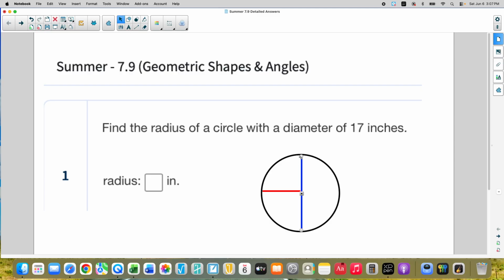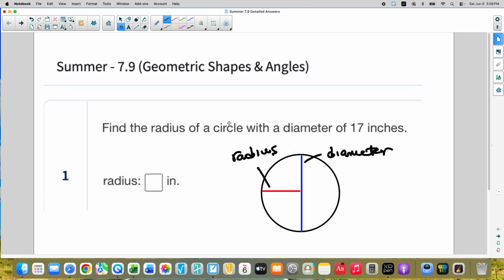It is a chord, but it's a chord that goes through the center. So a chord goes from one point to another point on the circle. And this is a specific chord. This chord goes through the center. When it goes through the center, it's called the diameter. So the diameter and the radius. And we see that the diameter consists of two radii.